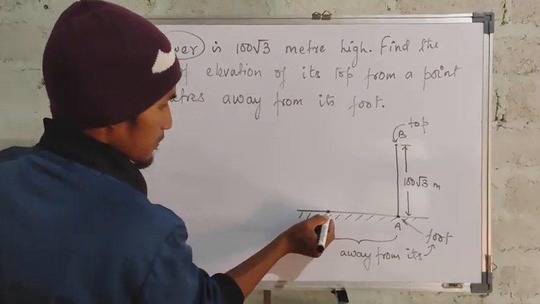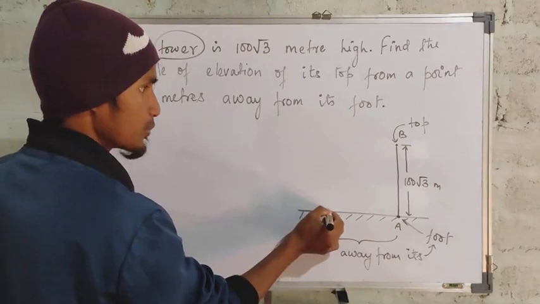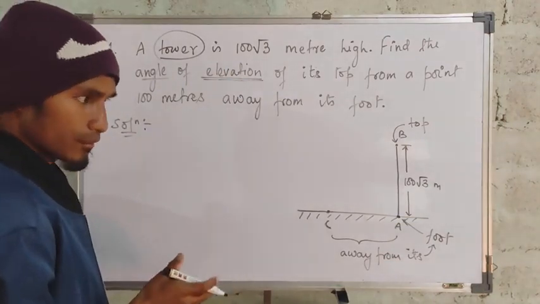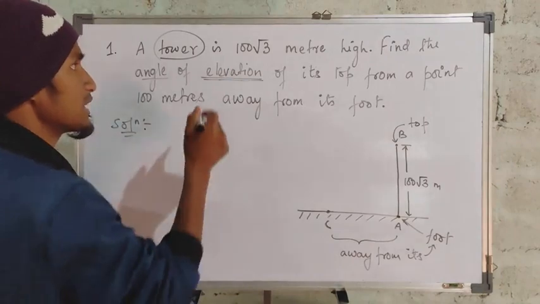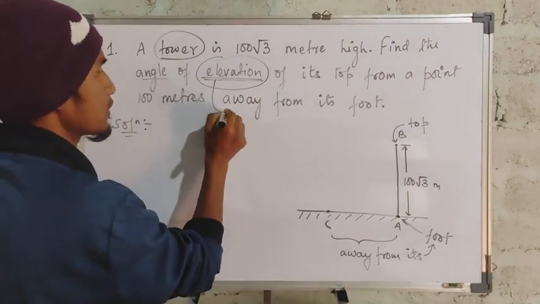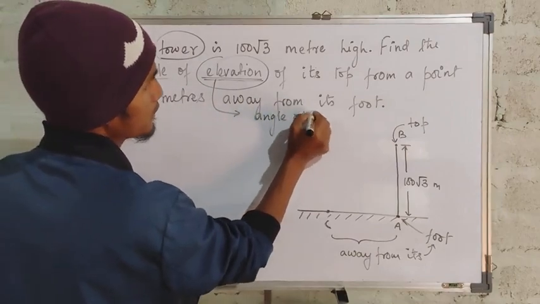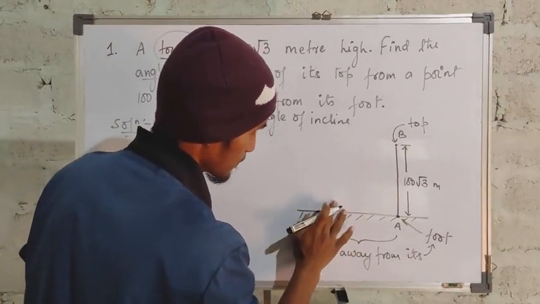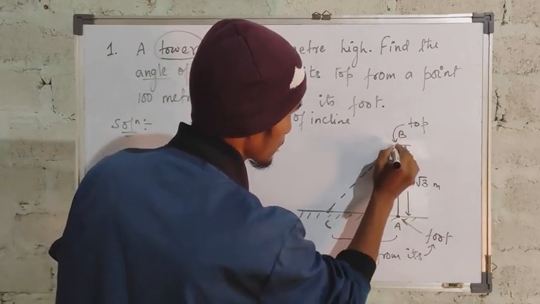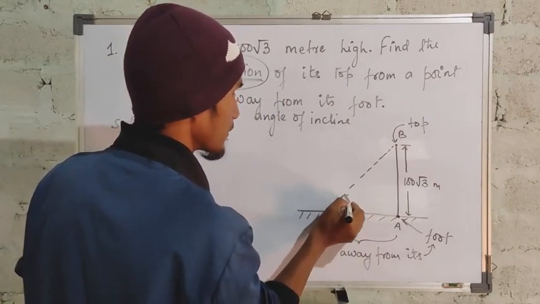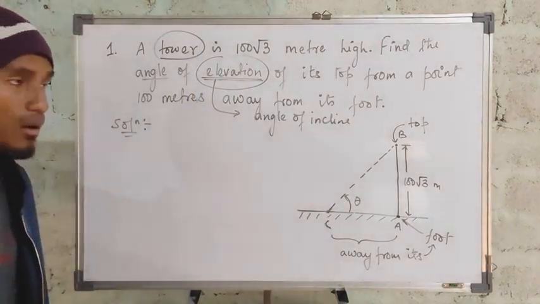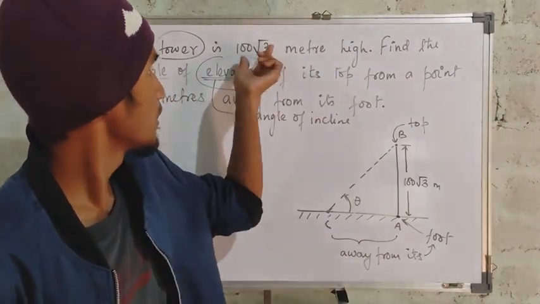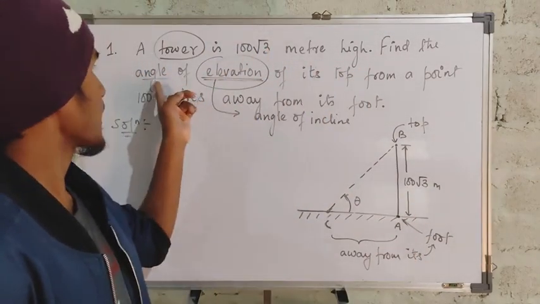Okay. Now we need to find the angle from this point to the top. Find the angle of elevation. Elevation means we can say angle of inclination, but mostly we use elevation for the angle of inclination. Now where is the angle of inclination? From here. This is the angle we need to find, theta. Okay, finish. Did you understand this question? A tower is 100 root 3 meter. This is the tower AB. How high? 100 root 3 meter. Find the angle of elevation. We need to find some angle.